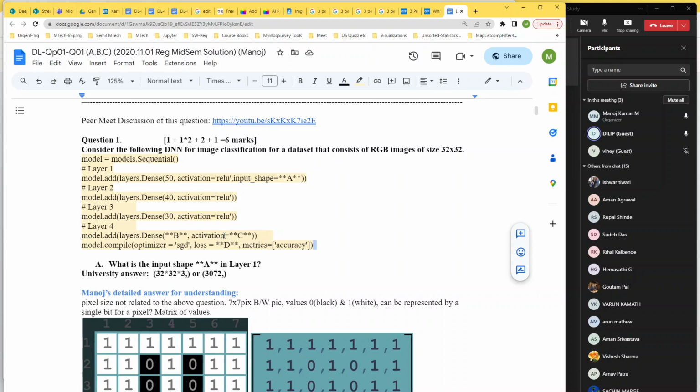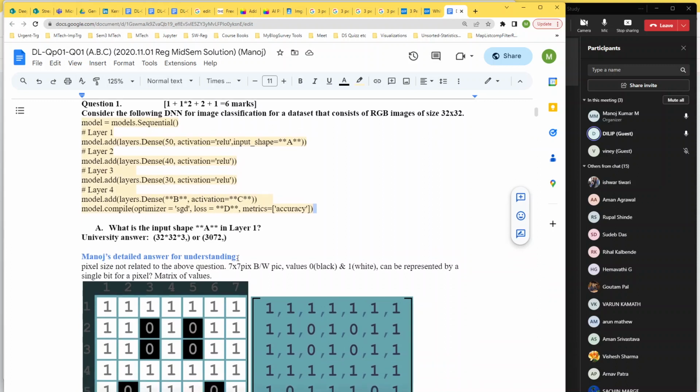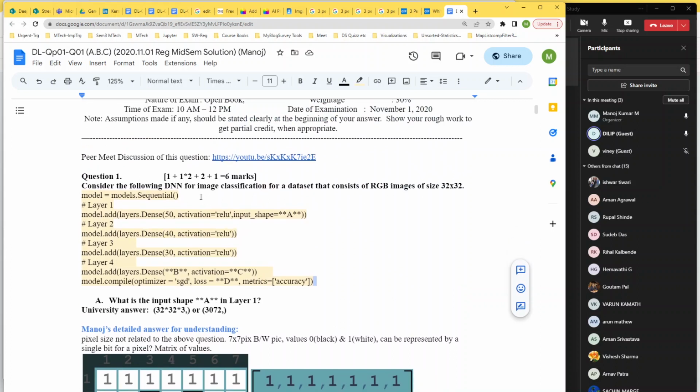I'm trying to go through the questions of the MidSem Deep Learning paper. And this is the first question of this 2020 1101. First question, first one. So yeah, Vinay, what was your doubt actually? You got this question, or should I explain?